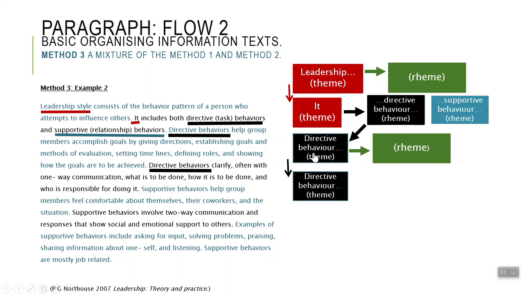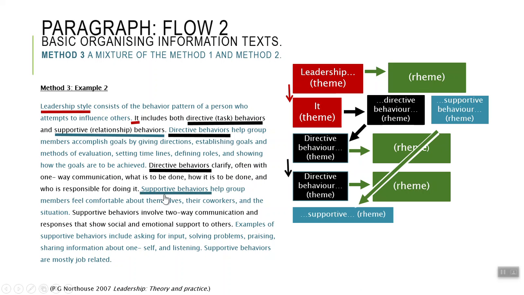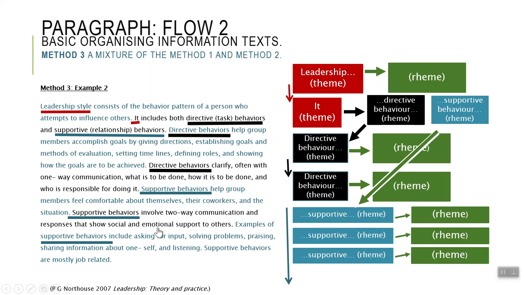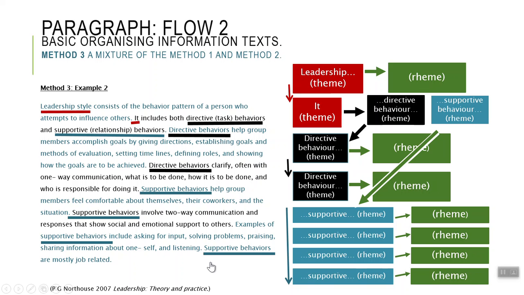Directive behaviors, again, method 1. So you can have two different method 1, and then you have method 2, and this is method 1. You see? Because you want to explain a little bit more. Directive behaviors clarify and so on. Now, don't forget about your second point. Supportive behaviors help group members to feel and so on. Supportive behaviors involve two ways of communication. Supportive behaviors are mostly job-related.